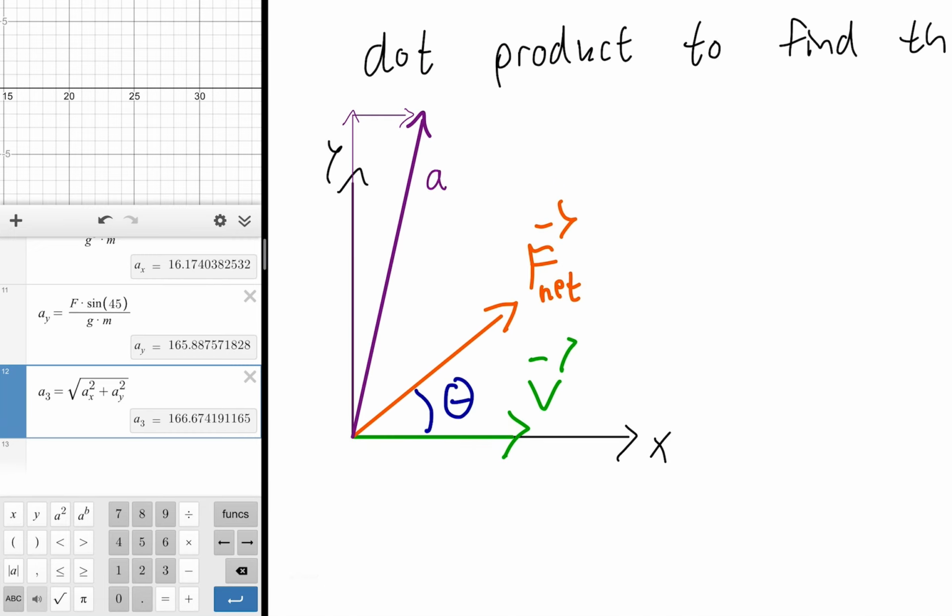This is our instantaneous value of acceleration. That's always what we're finding. And then these are just the 2 components. So a parallel, the small one, and the really big one, a perpendicular.